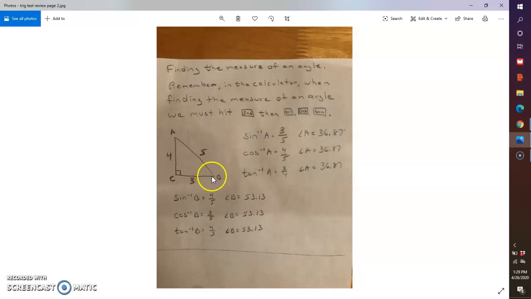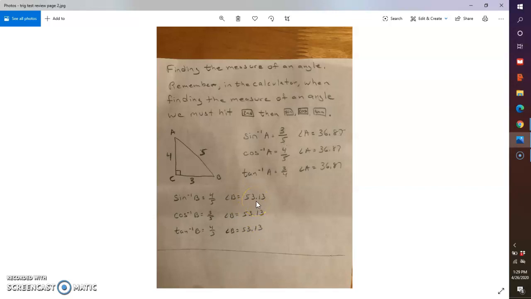For angle B, the sine of my angle B is opposite over hypotenuse, 4/5. The cosine of my angle B is adjacent over hypotenuse, 3 over 5. And the tangent of my angle B is 4 over 3, which is 4/3. And that would give us this angle measure here.